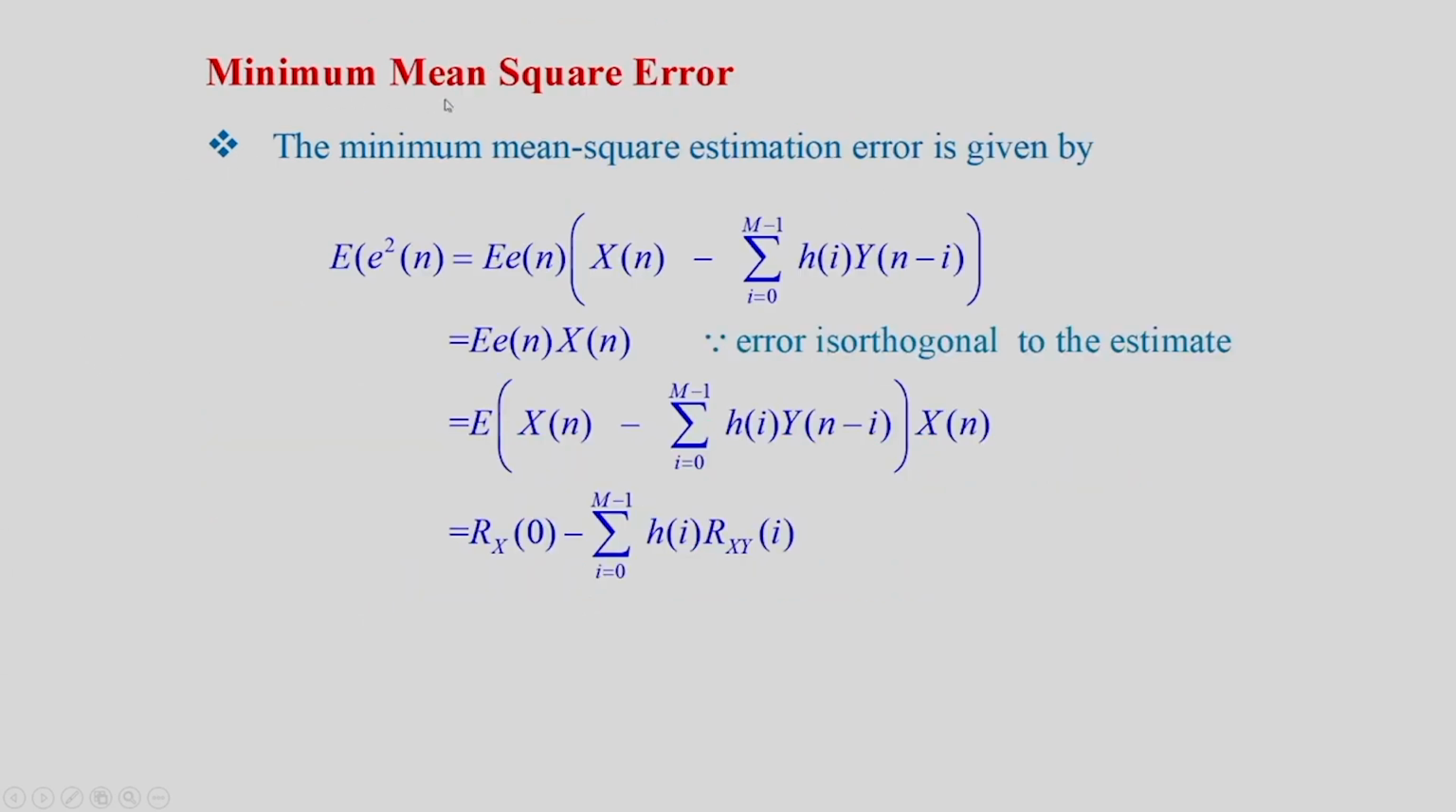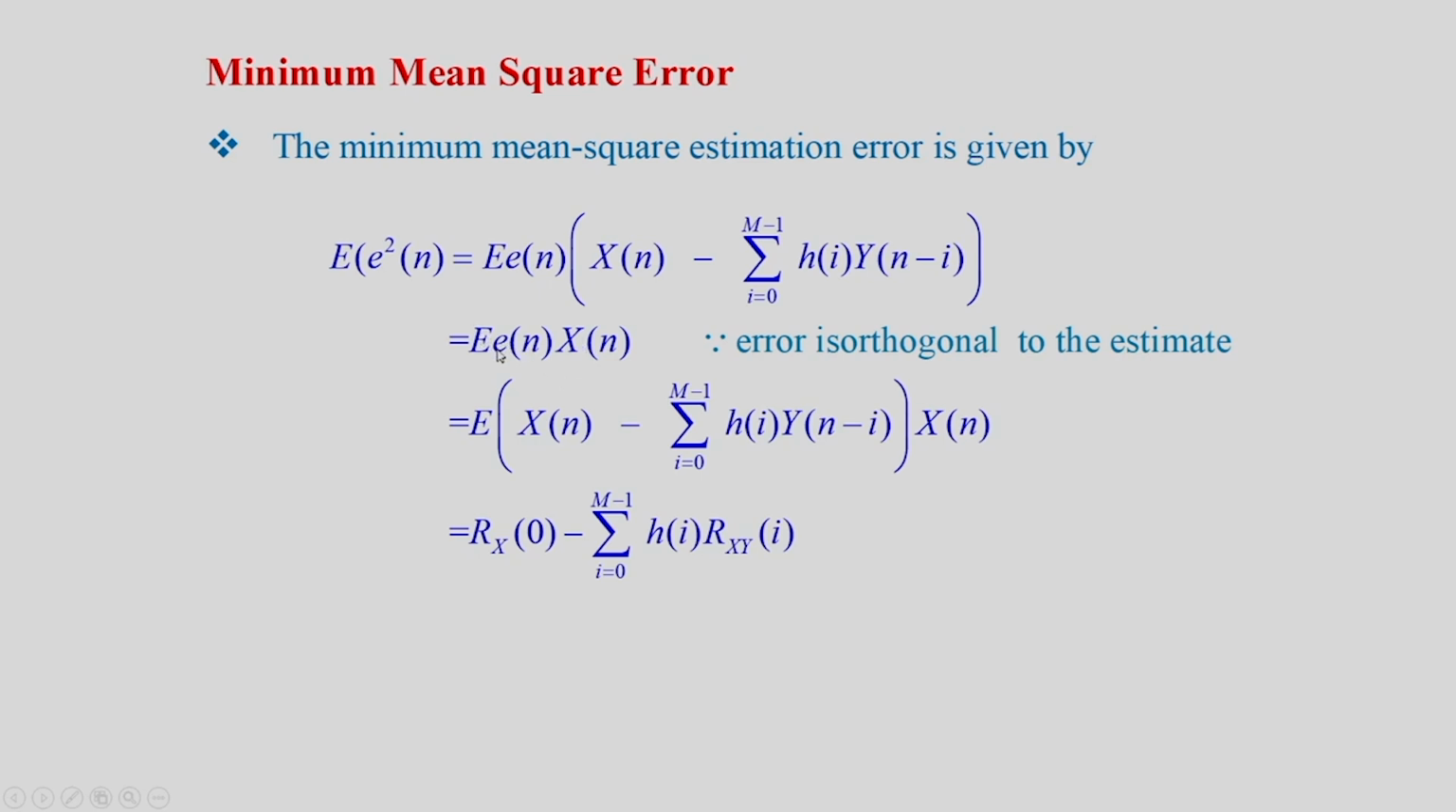Now, this is the minimum mean square error of the FIR filter, which we have to find out. The minimum mean square estimation error is given by E of e square n, that is E of e n into x n minus this estimate. Using the orthogonality principle as I showed earlier, it will be E of e n into x n. Therefore, the mean square estimation error is equal to E of e n into x n.